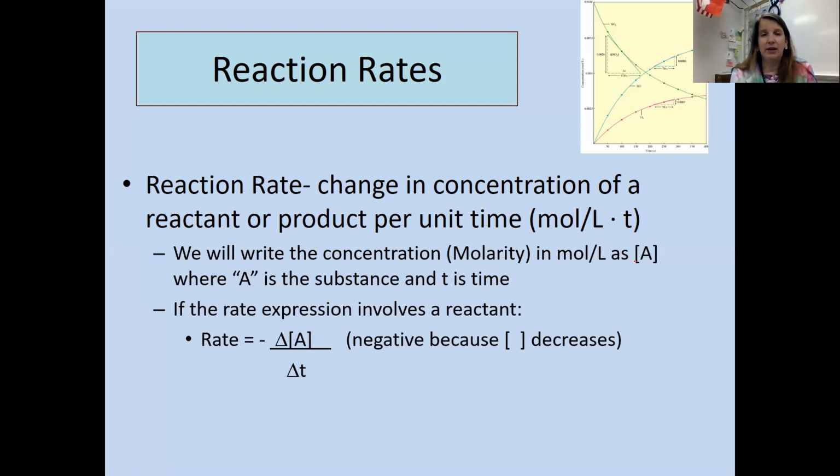Now, when we're talking about reactants versus products, with a reactant, we're going to put a negative sign in front of the change in concentration because reactants are going to be disappearing over time. If it's a product, we're not going to put that negative sign. We're going to leave it positive because products are going to have a rate of appearance. Okay.